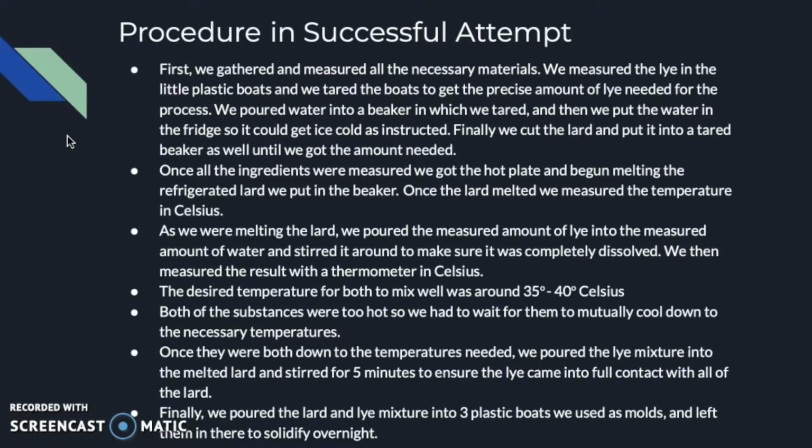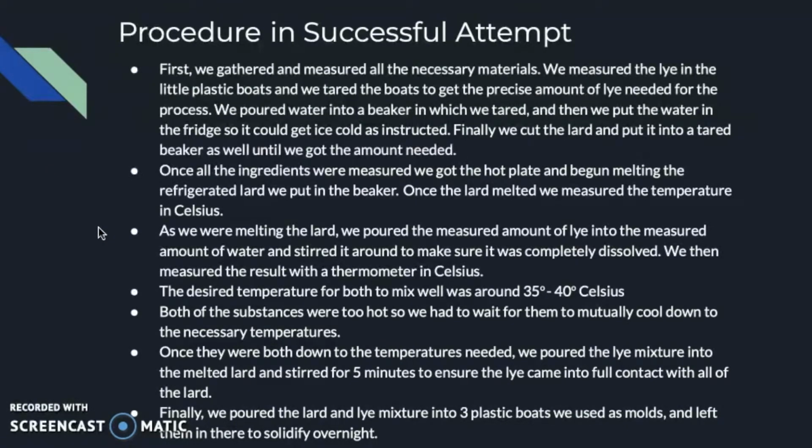We then got out a big old hot plate, turned that bad boy on to 10, and then we started melting the lard so it got into a liquid suitable for the lye to mix into it. And then we poured the lye in the water, and that got pretty piping, so we had to cool it down, let it sit there.